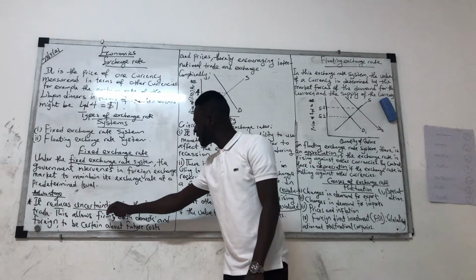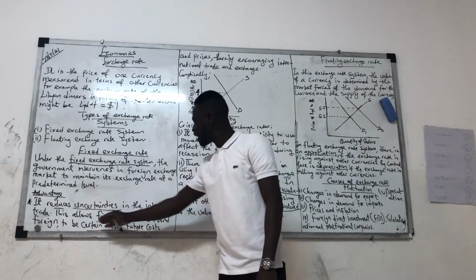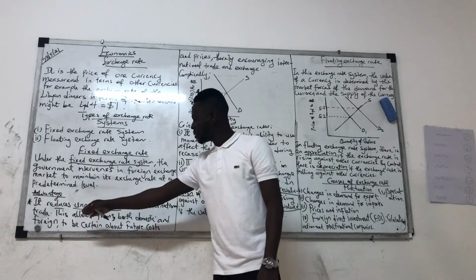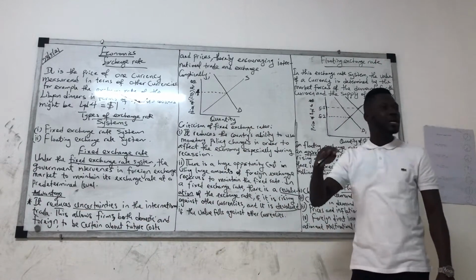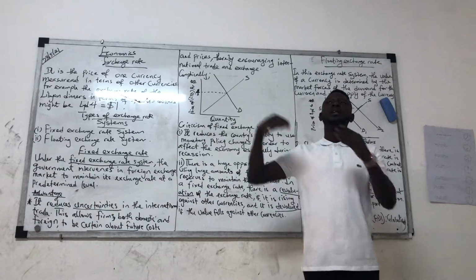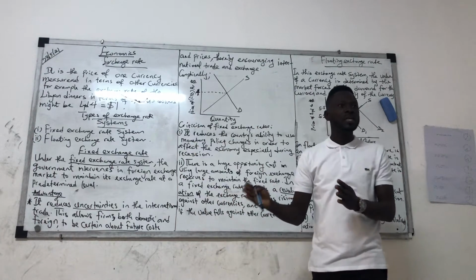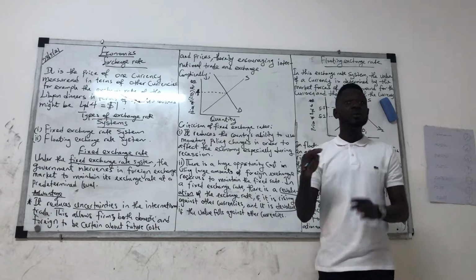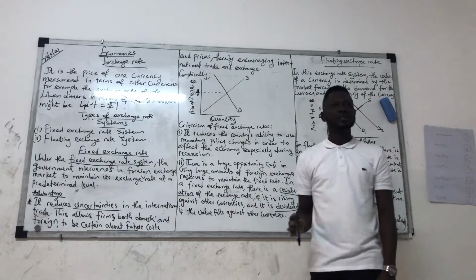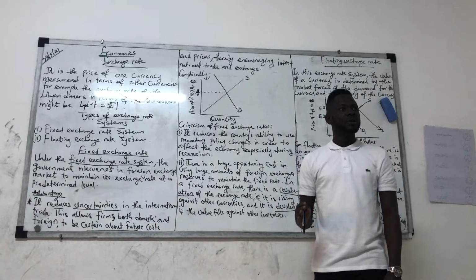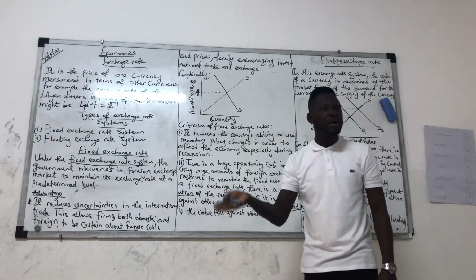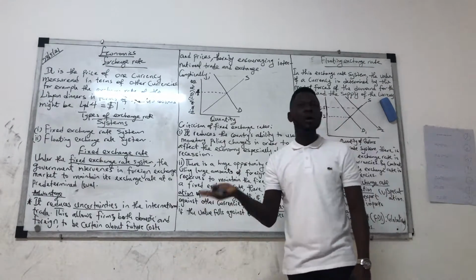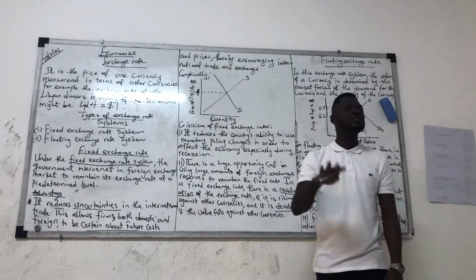They said it reduces uncertainties in international trade. This allows firms, both domestic and foreign, to be certain about future cost and price. So they know that no matter what happens in the future, they can plan on it. The exchange rate is not going to change because it is the government that decides it. Do we get the point here? Demand or supply, higher demand or lower demand, higher supply or lower supply, the exchange rate is not going to change.